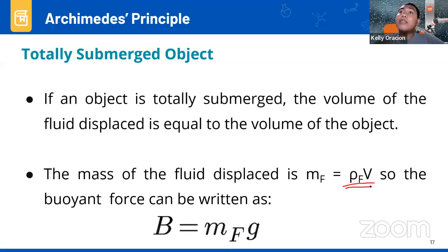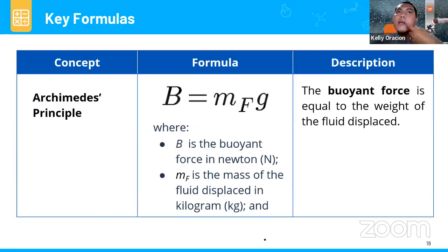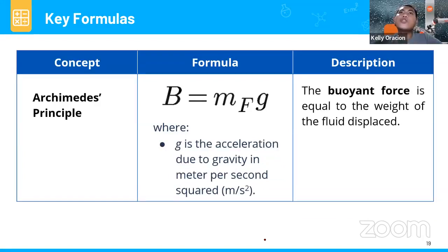This is the derivation from the formula earlier. So the buoyant force can be written also just like this, the weight formula. Again, the buoyant force is equal to the weight of the fluid displaced. The m_f stands for the mass of the fluid displaced, and you know that g is the acceleration due to gravity.